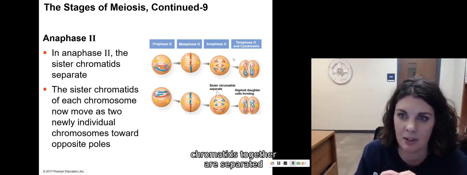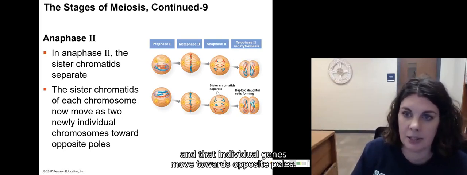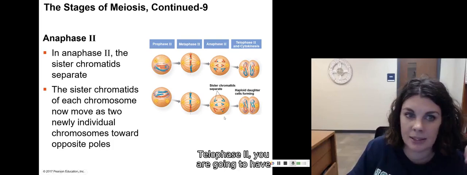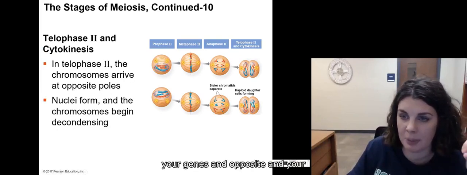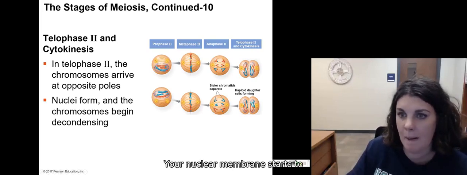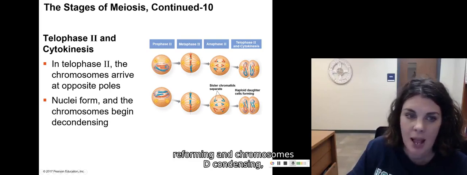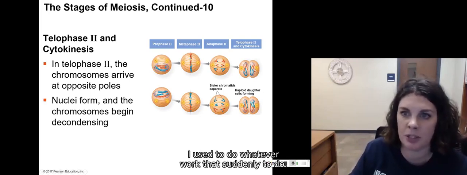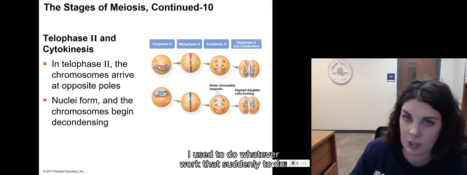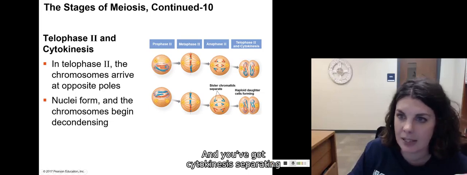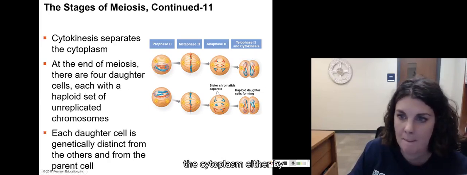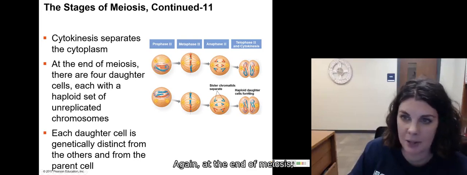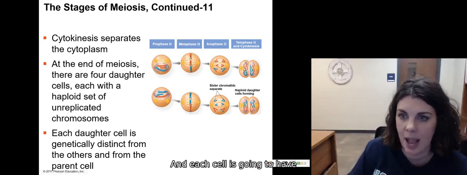So those cohesins holding those sister chromatids together are separated, and the individual chromatids move towards opposite poles. And then in telophase 2, you are going to have your chromosomes at opposite sides of the cell. Your nuclear membrane starts reforming, and chromosomes start decondensing, turning back into loose versions that can be used to do whatever work that cell needs to do. And you've got cytokinesis separating the cytoplasm, either by a cleavage furrow or a cell plate again. And so at the end of meiosis, you'll have these 4 distinct cells.